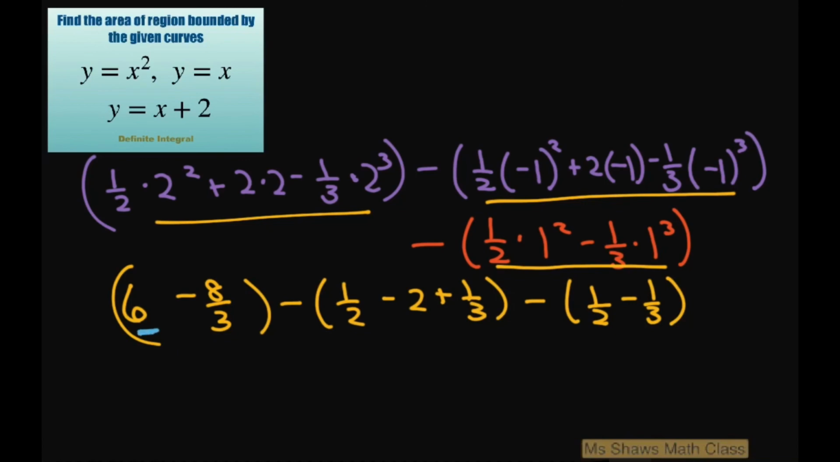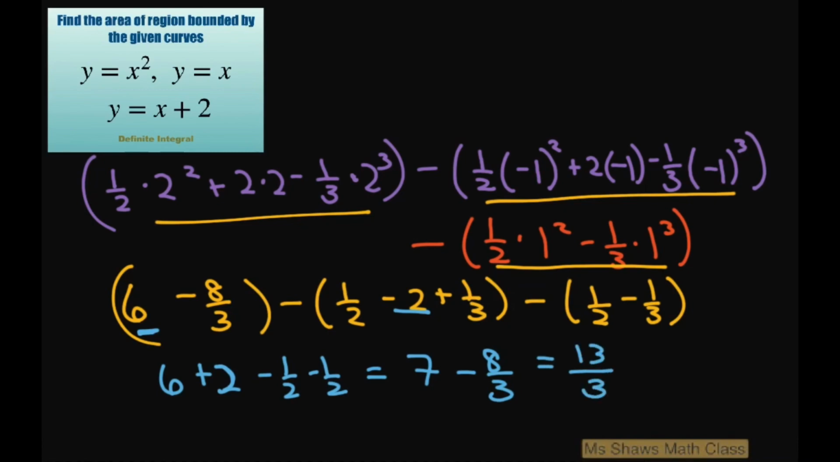6 plus 2 is 8, minus 2 for the integers, and minus 1/2 minus 1/2. So that's just going to equal 7. And then for my fractions, I'm going to get 8/3. And that's going to give me 13 divided by 3. So that's your total area.